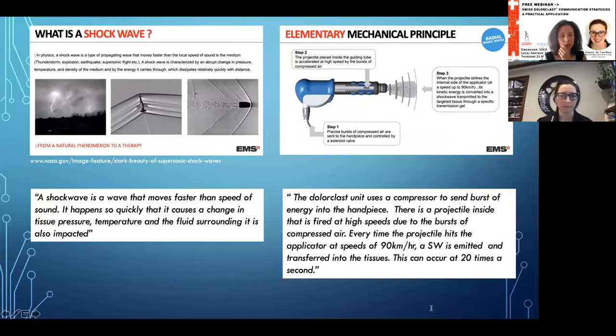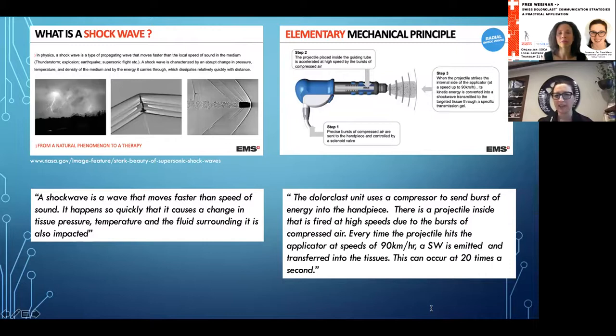Okay, so I'm going to quickly go over what is a shockwave. So we know the technical terms for shockwave. Obviously in physics, they say it's a type of propagating wave. It moves faster than the local speed of sound in the medium. It's characterized by an abrupt change in pressure, temperature, and the density of the medium and the energy it carries through, which dissipates relatively quickly with distance. So that's its definition.